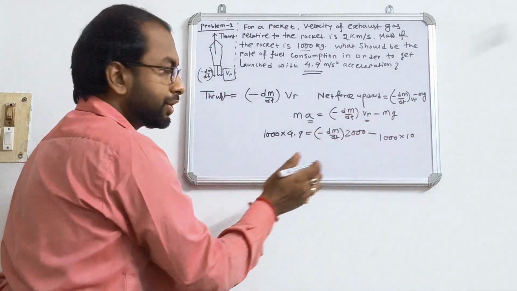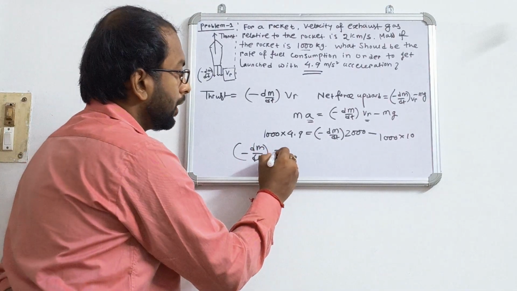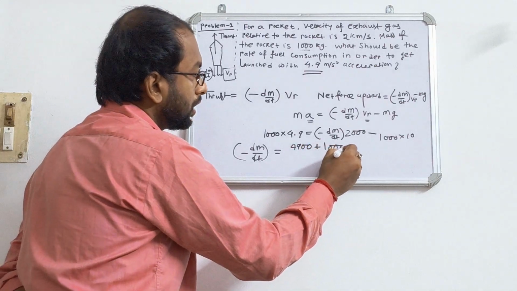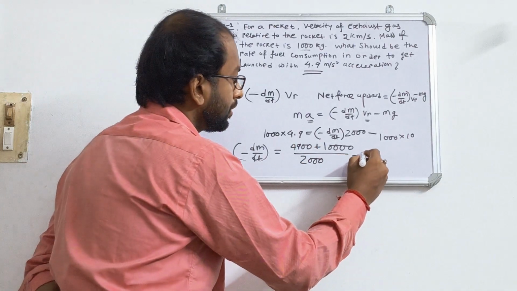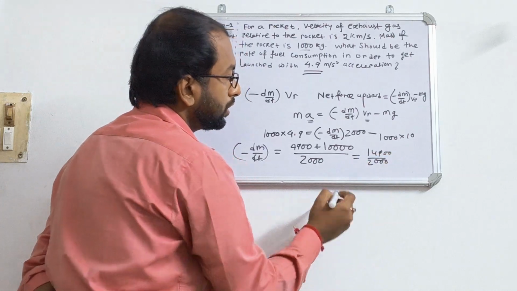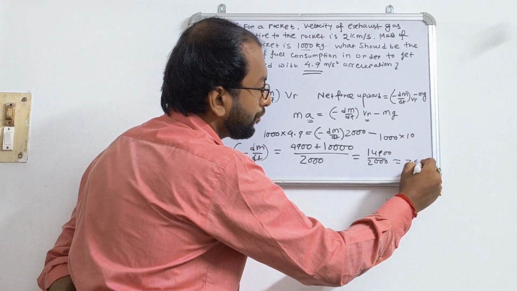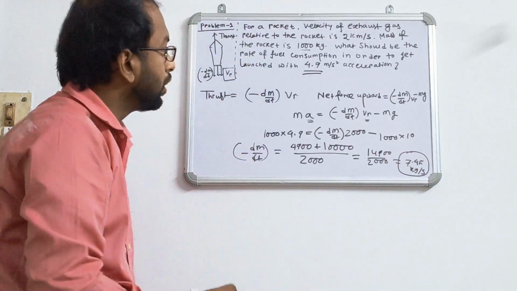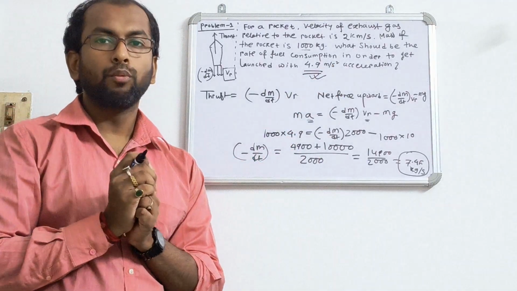Okay, now everything is there. We'll just find the value of dm by dt. dm by dt is 4900 plus 10,000, divided by 2000. So it is 14900 by 2000, which comes to around 7.45 kg per second. That is the required rate of fuel consumption in order to get launched with this acceleration. I hope you have understood.